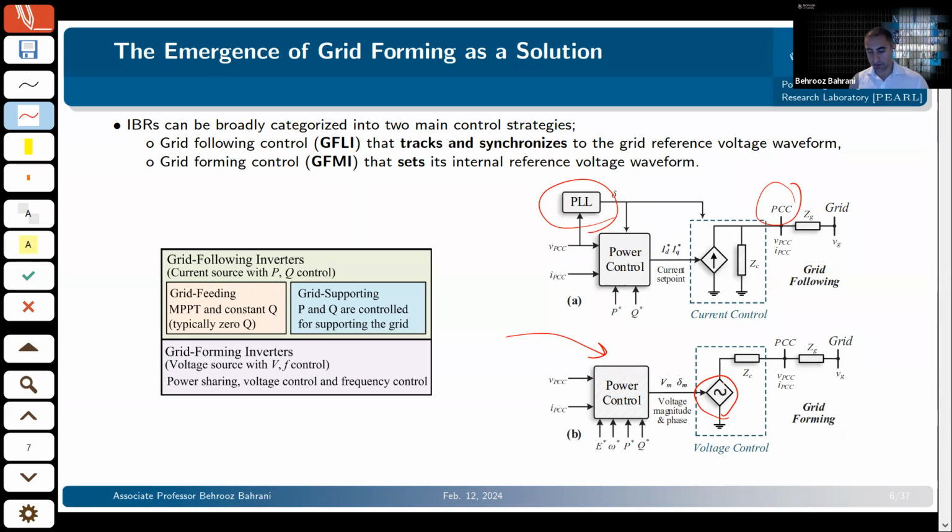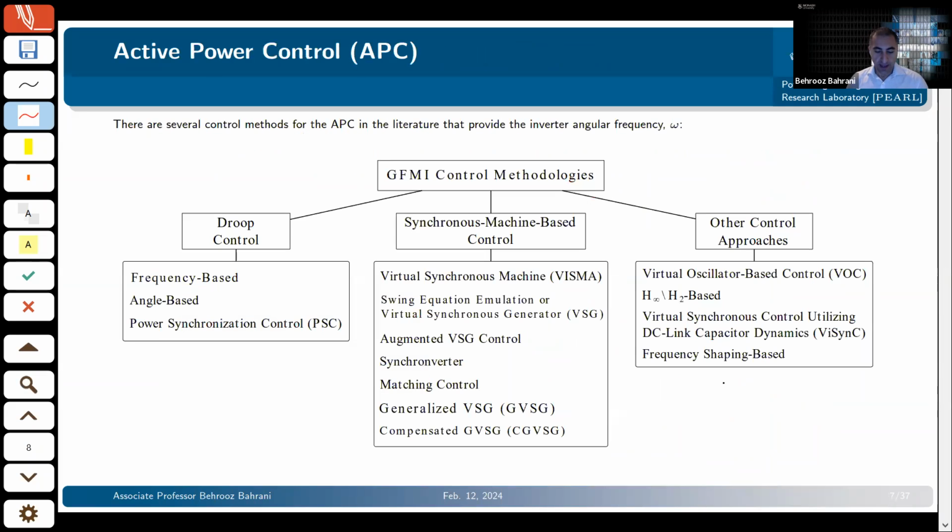It gets synchronized with the grid through power synchronization, and I'll talk about that in a minute. But it is not relying on that PLL, and it can provide all the services that I was talking about. So the trend is actually towards grid forming inverters, and we are hoping to have more and more of these grid forming inverters in our grid.